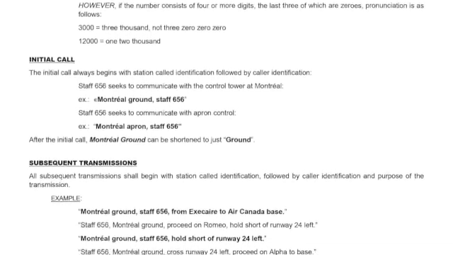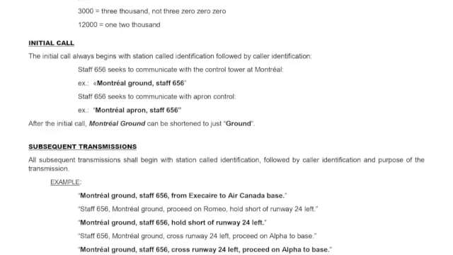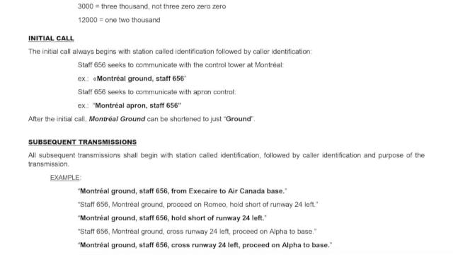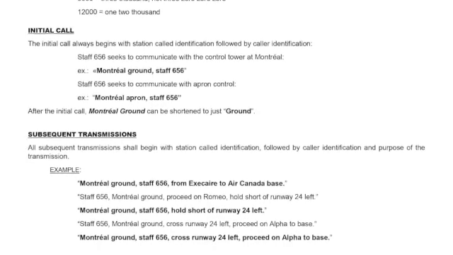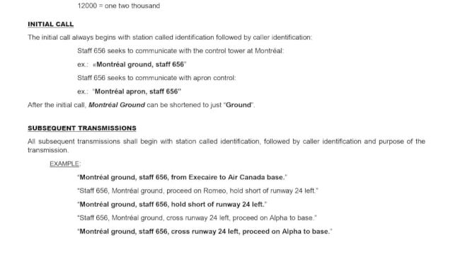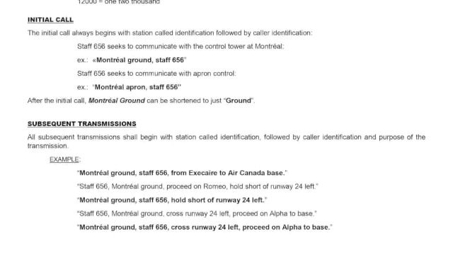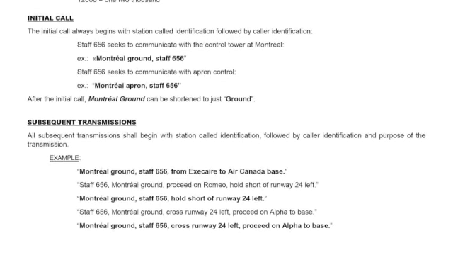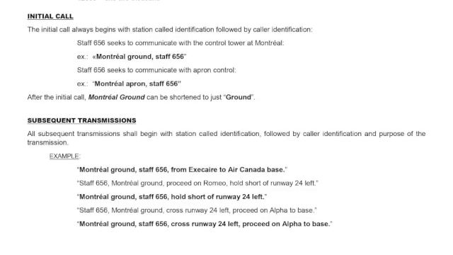Example: Montreal ground, Staff 656, from Exec Air to Air Canada base. Staff 656, Montreal ground, proceed on Romeo, hold short of runway 24 left. Montreal ground, Staff 656, hold short of runway 24 left. Staff 656, Montreal ground, cross runway 24 left, proceed on Alpha to base. Montreal ground, Staff 656, cross runway 24 left, proceed on Alpha to base.